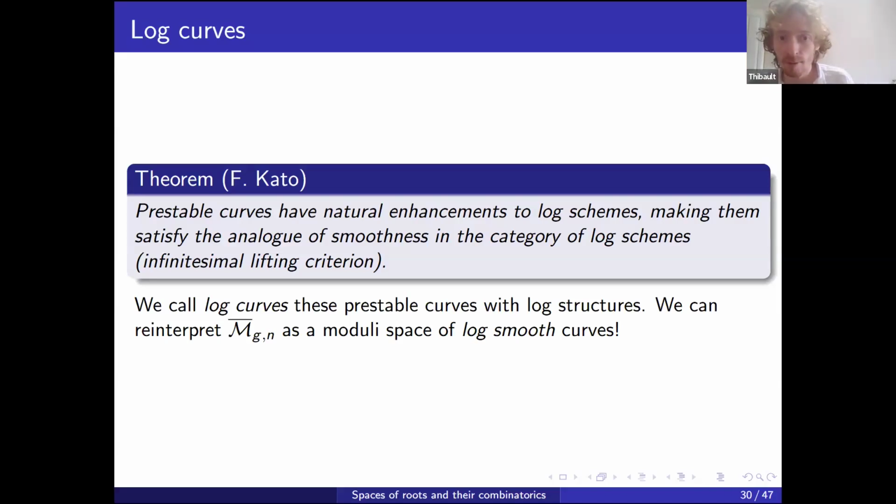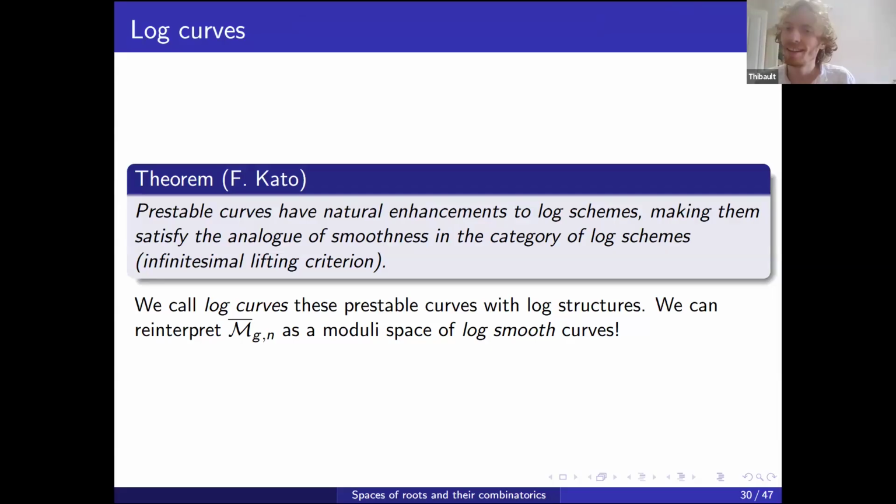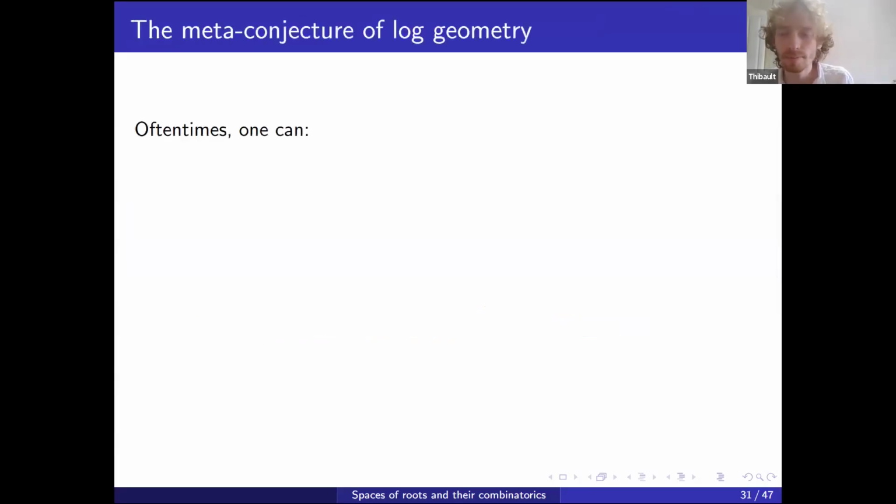And because of this theorem of Kato, we can now give another interpretation to M_g,n bar. Earlier, it was parameterizing stable curves, but now it parameterizes curves which are smooth in the world of logarithmic schemes. Okay, and it sounds like these are synonymous, so I've made no progress. But I really have, because of the meta-conjecture of log geometry.